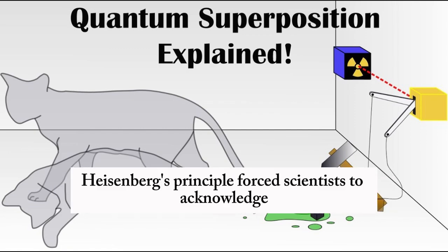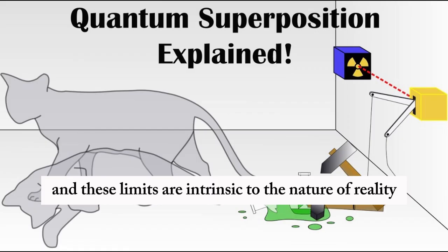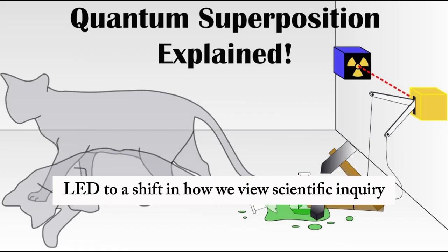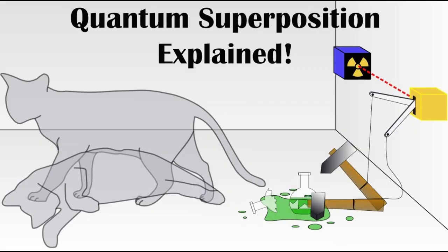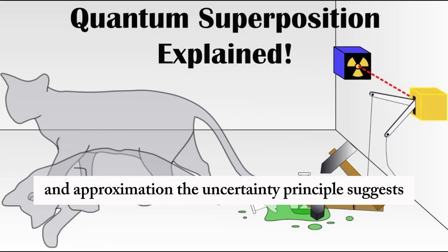However, Heisenberg's principle forced scientists to acknowledge that there are inherent limits to what can be known, and these limits are intrinsic to the nature of reality. This realization led to a shift in how we view scientific inquiry. Instead of seeking absolute certainty, scientists now recognize the value of probability and approximation.